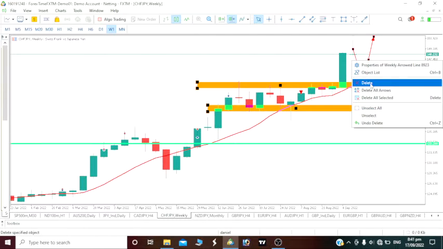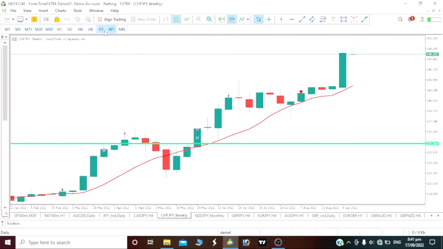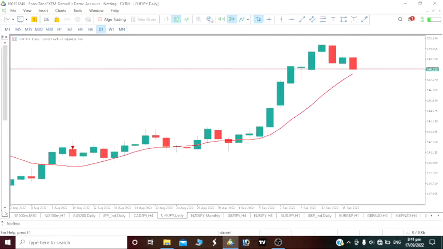But this week, we might still open and close bullish. But have it in mind, sooner or later, we'll have our price drop to test this previous resistance level before it continues to roll up. So to understand it better, we would go to our daily time frame.